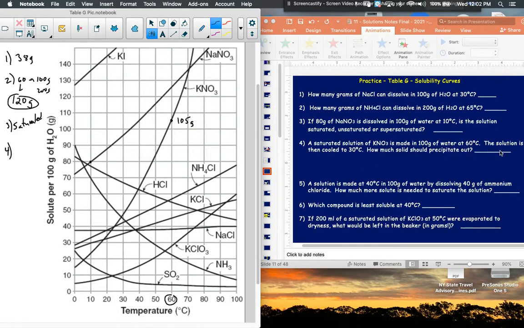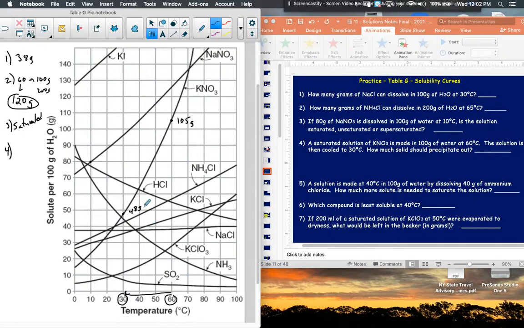And it says the solution is then cooled to 30. So we're going to cool this thing back to 30 there. If we cool this back, it's asking you how much should precipitate out. So they're telling you you're going to get crystals. Now, if I take a look at 30, I am going to find that saturation point to be here at about, I'm going to say 48.